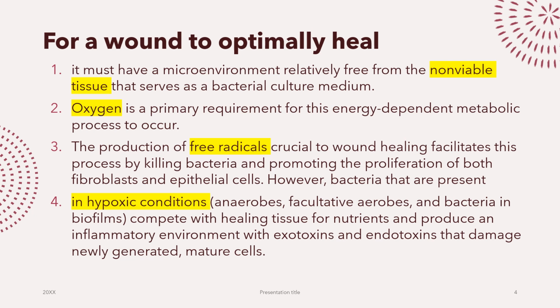Second is to improve oxygenation. Oxygen is a primary requirement for energy-dependent metabolic processes. Third point is the production of free radicals, which is crucial for wound healing, facilitating the killing of bacteria and promoting proliferation of both fibroblasts and epithelial cells. In hypoxic conditions, bacteria compete with the healing tissue for nutrients and produce an inflammatory environment with endotoxins and exotoxins that damage newly generated cells.